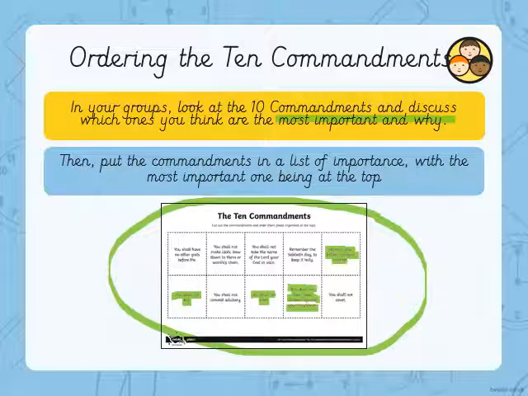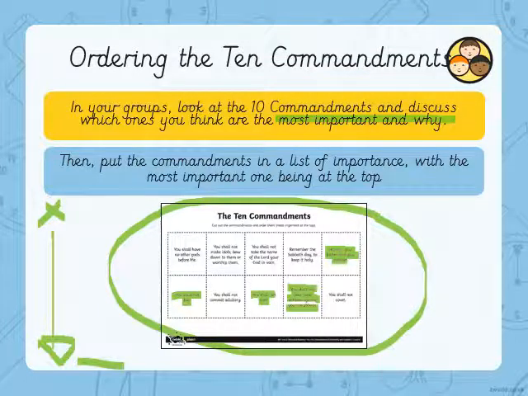What you're going to do is you're going to put your commandments in the list of importance, with the most important being at the top. So this one is the most important. And then you're going to go down to which one you think is the least important. Okay, like I said, I think the most important one is thou shalt not kill. You shouldn't kill or harm anybody. And then what do you think is the next most important, which I think would be probably not to steal. And then these two, to respect adults and people who look after us.